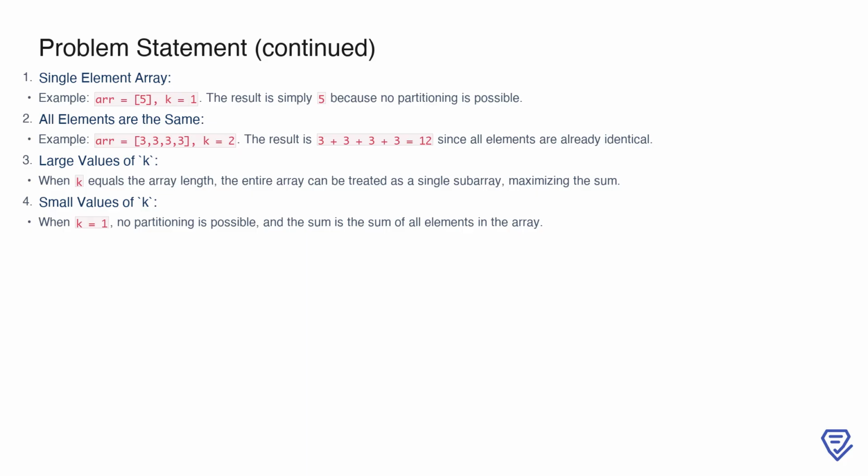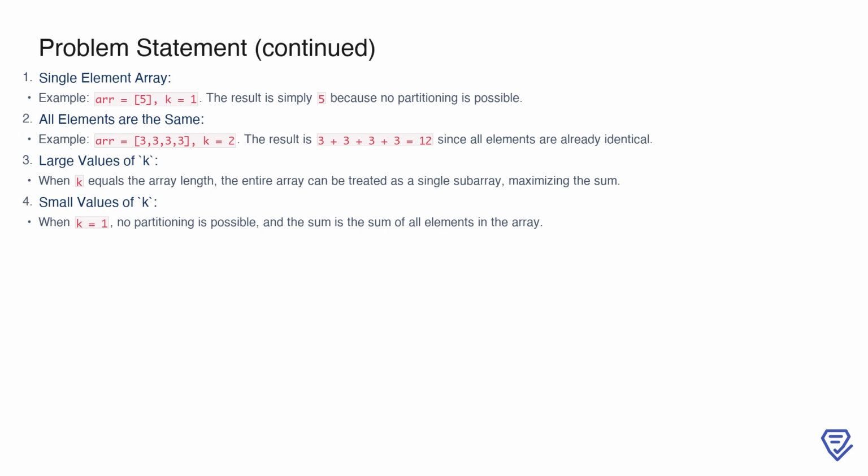First, if the array contains only a single element, such as ARR equals 5 and k equals 1, then no partitioning is possible, and the result is simply the value of the single element, which is 5. Second, when all elements in the array are the same, such as ARR equals 3, 3, 3, 3, with k equals 2, the result is the sum of all elements in the array since no matter how we partition them, the values remain unchanged.